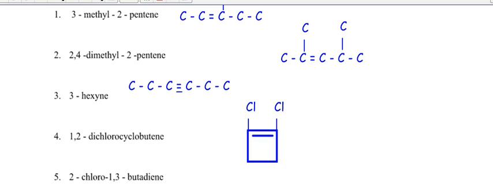Hopefully that works out. And finally, number 5, I have a 2-chloro-1,3-butadiene. I'm going to start with the parent chain at the bottom. So I have a but, which means 4. Diene, that means I have 2 double bonds on 1 and 3. And on number 2, I have a chloro. Okay, so there is that one.